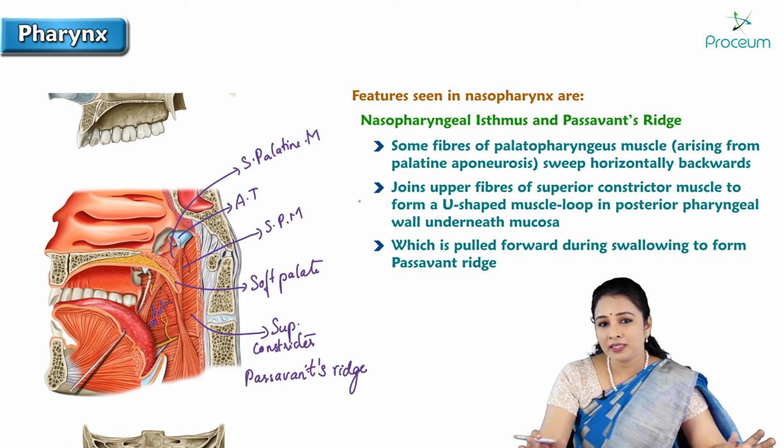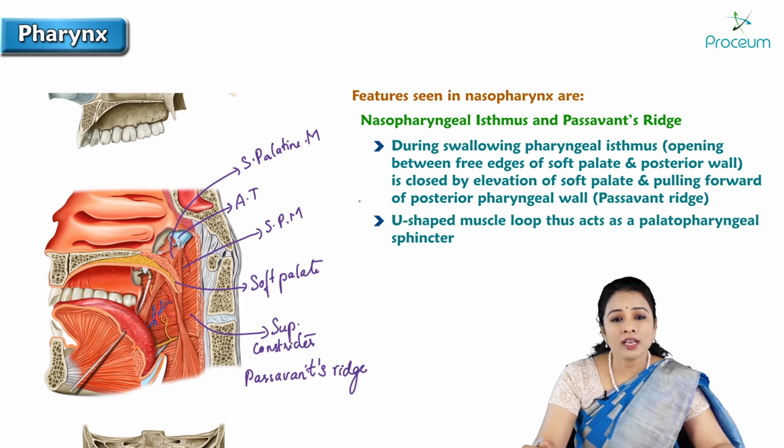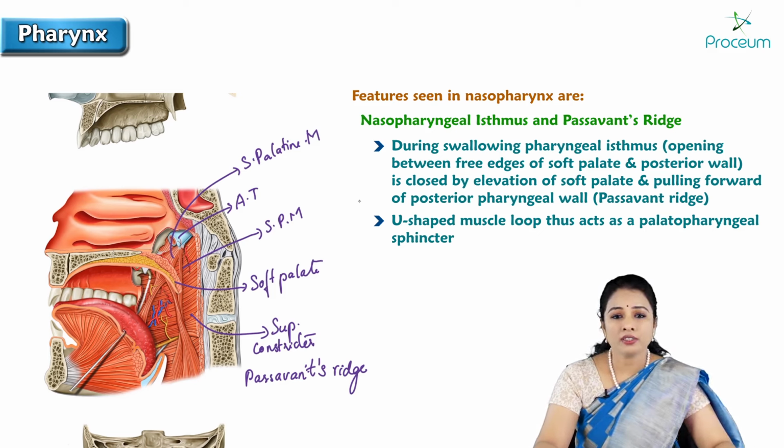So regarding this passavant's ridge, during swallowing, that is during deglutition, the pharyngeal isthmus, that is the opening between the free edges of the soft palate and the posterior wall of the nasopharynx, is approximated, is closed by the elevation of soft palate pulling forward of the posterior pharyngeal wall, that is the passavant's ridge. So this U-shaped muscle loop acts as a palatopharyngeal sphincter. Because of this, during the second phase of deglutition, the nasal cavity is completely separated from oropharynx.